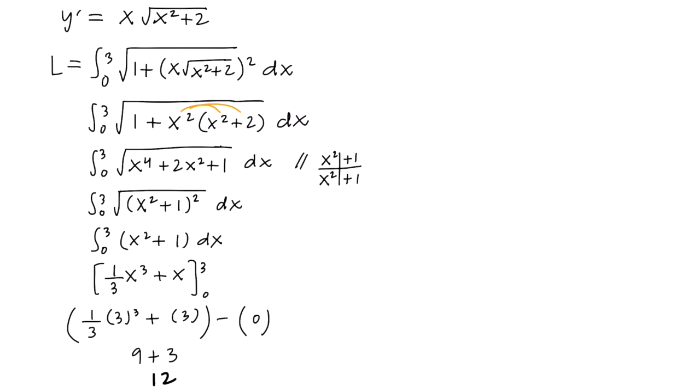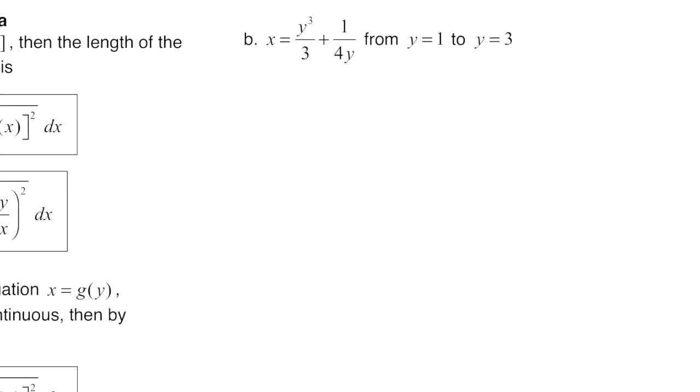So for our final answer, we get a length of 12. This example says x equals y cubed over 3 plus 1 over 4y, and we're finding the length of this curve from y equals 1 to y equals 3. Before we start, I moved this y to the top, making it y to the negative 1, and now we're going to take the derivative.